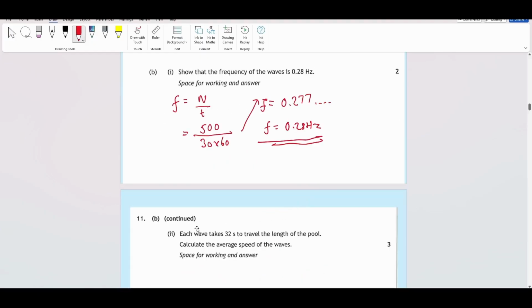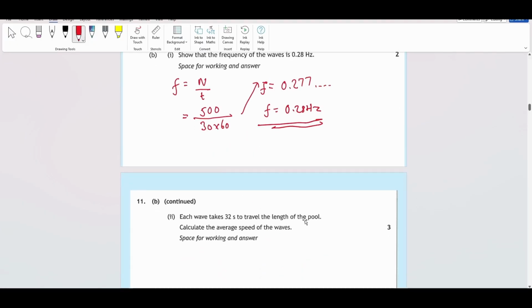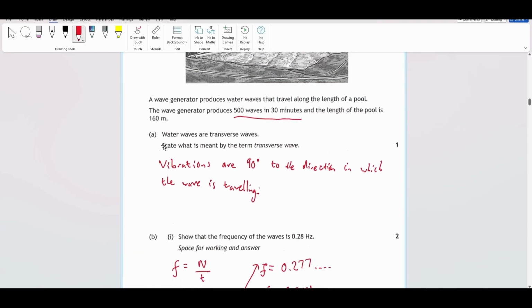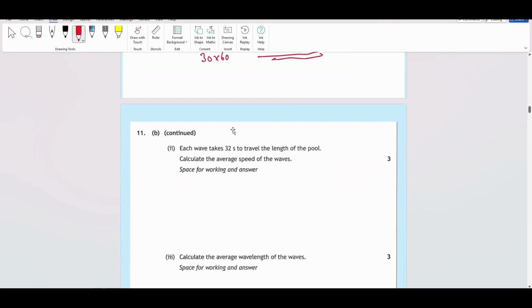B part 2 says each wave takes 32 seconds to travel the length of the pool, and we need to calculate the average speed of the waves. So the length of the pool shown here is 160 meters. So we use the formula v is equal to d over t, where d is 160, which is the length of the pool, and it takes 32 seconds. So v is equal to 160 divided by 32, which is 5 meters per second.